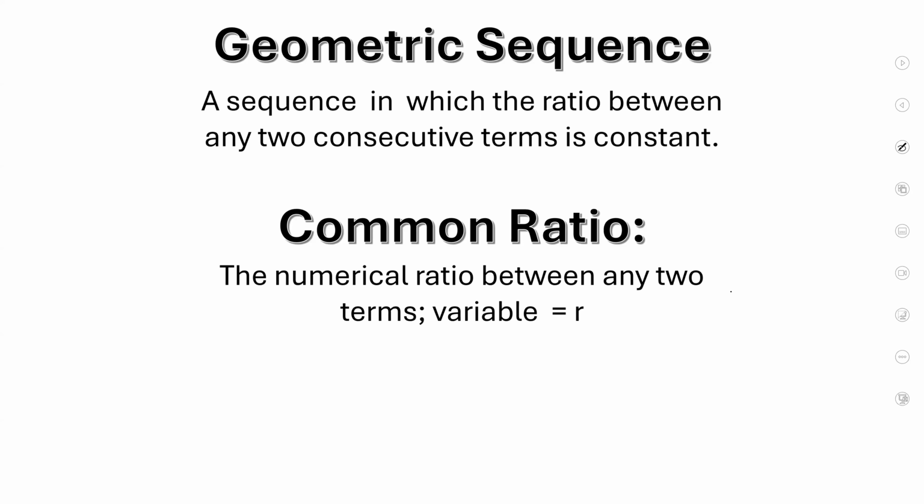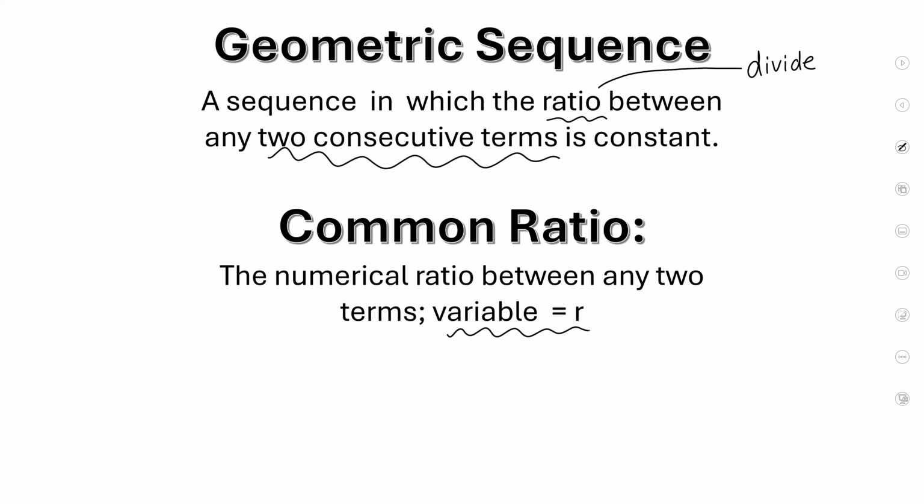A geometric sequence is a sequence in which the ratio between any two consecutive terms is constant. Ratio is a key word. To find the ratio, you have to use division. You have to divide, and it has to be two consecutive terms. A common ratio is the numerical ratio between any two terms. We're going to use the variable r to represent common ratio.